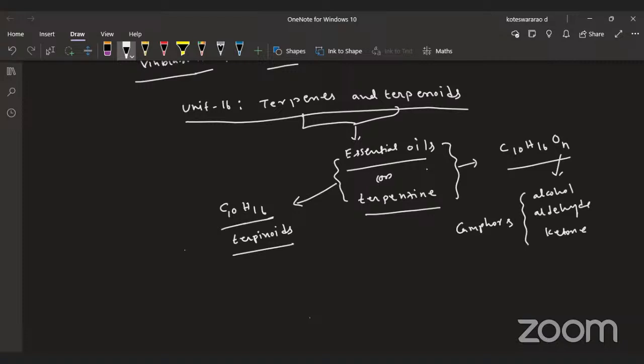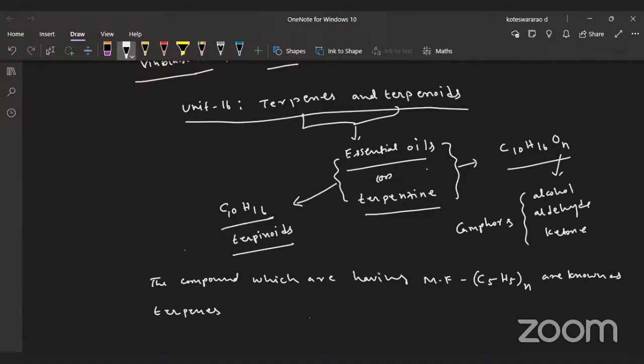From this, they are proposing one definition, that is, the compounds having the molecular formula C5H8 are known as terpenes, and at the same time, its oxygen derivatives.